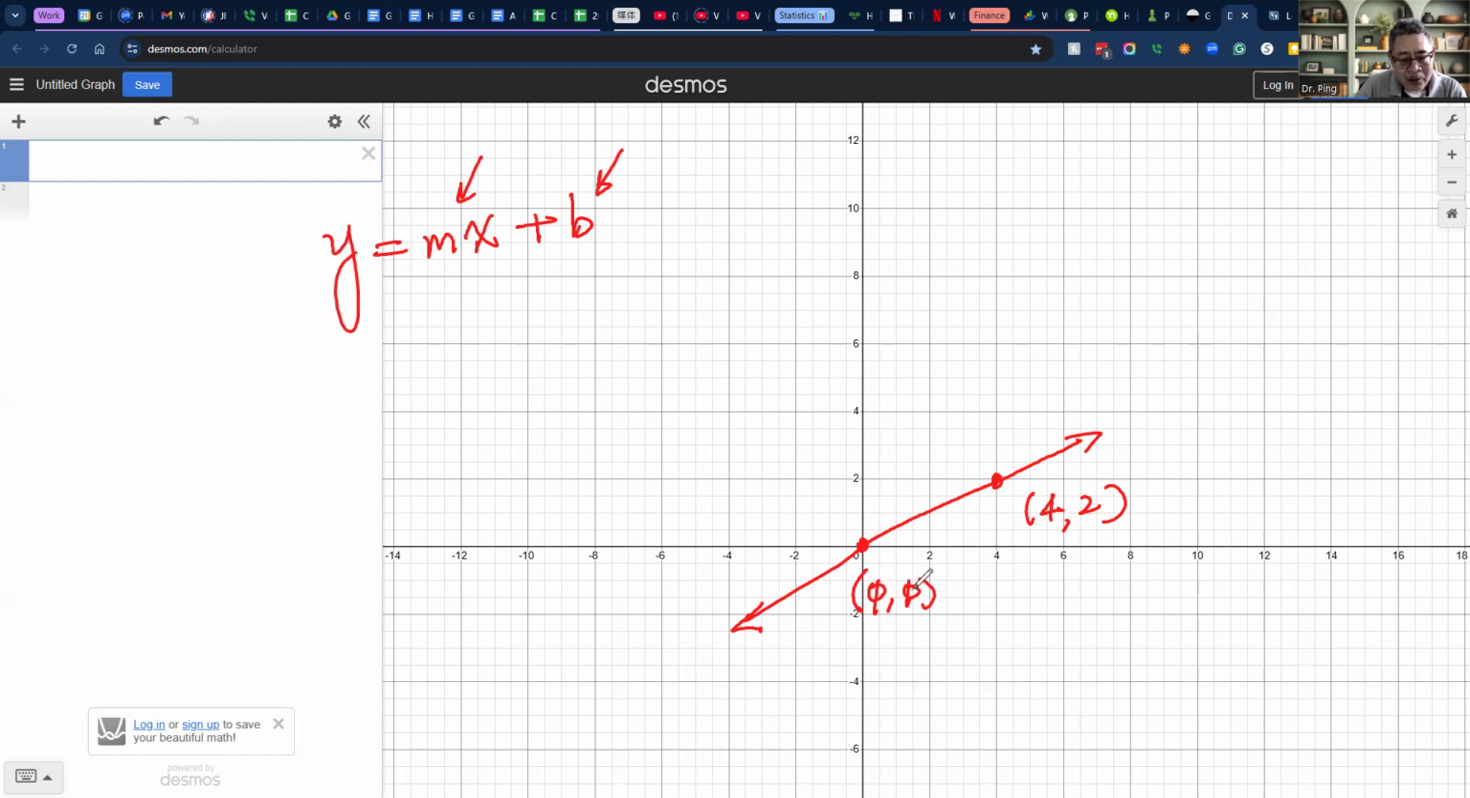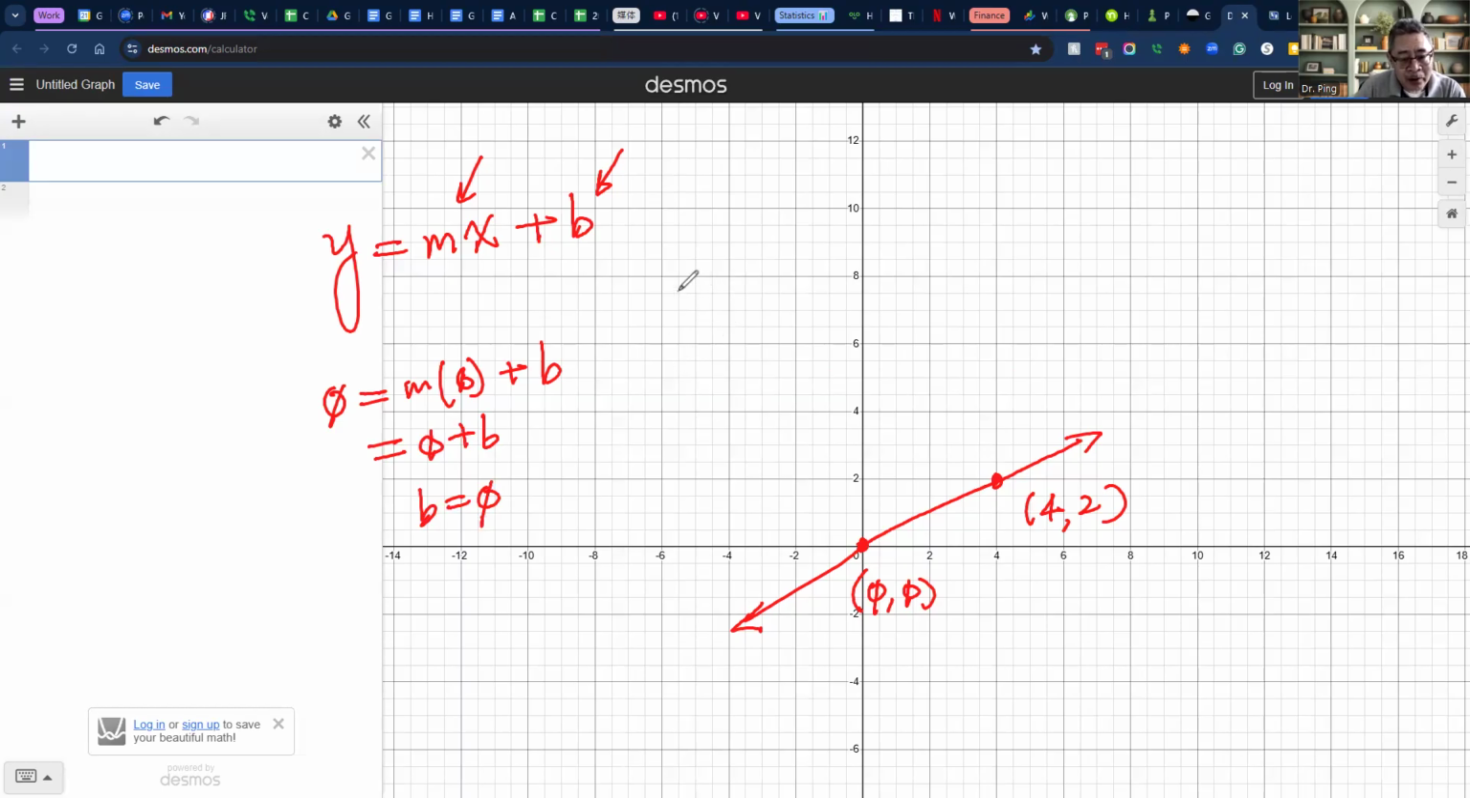Okay, first of all, we pick (0, 0). If that's the case, our y is 0, x is 0, and plus b. Okay, m times 0, 0, plus b. That means our b has to be 0. Okay, found b. Now, how about m?